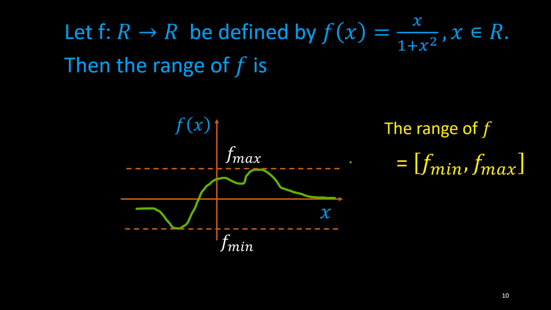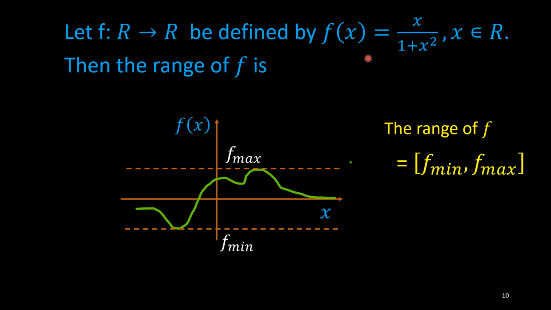Thus, the range of the function f is defined as the interval f min to f max, including f min and f max. So we will use a third bracket, meaning a square bracket, on this side, and a square bracket on this side as well, to indicate that the range is from f min to f max, and both are included. Right? Now we will consider the particular problem.